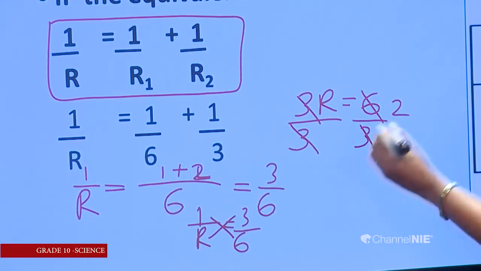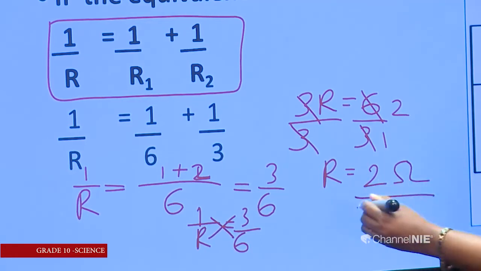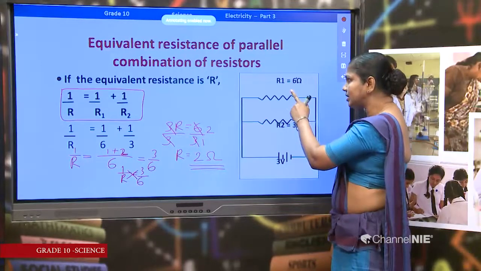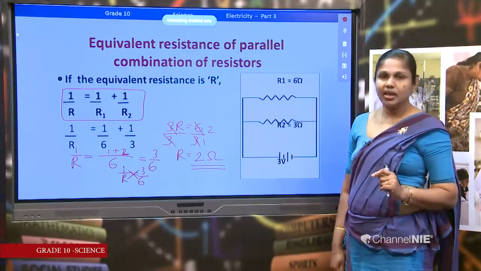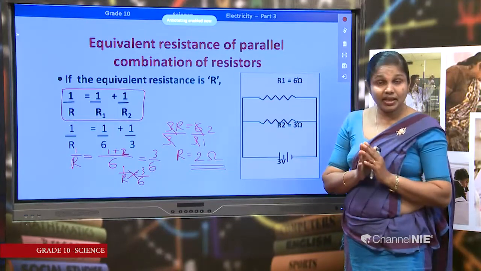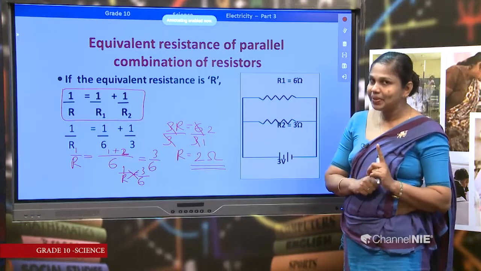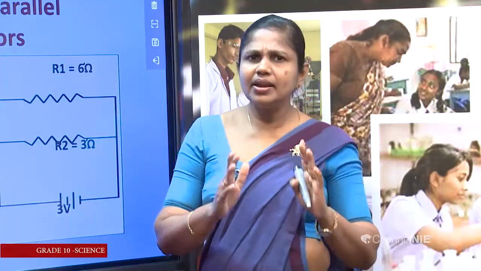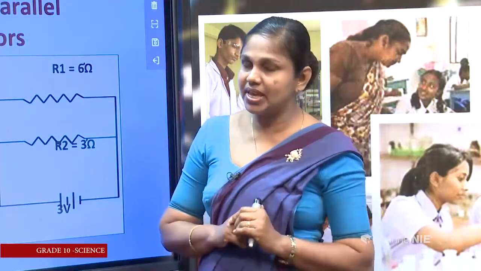R equals 2 ohm. See, children, the two resistors are a 6 ohm resistor and a 3 ohm resistor. When two such resistors are connected in parallel, the equivalent has decreased. See, the equivalent is 2 ohm. That means the final effective resistance for the circuit has decreased.